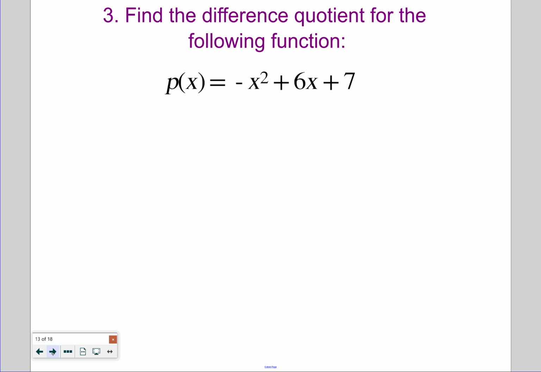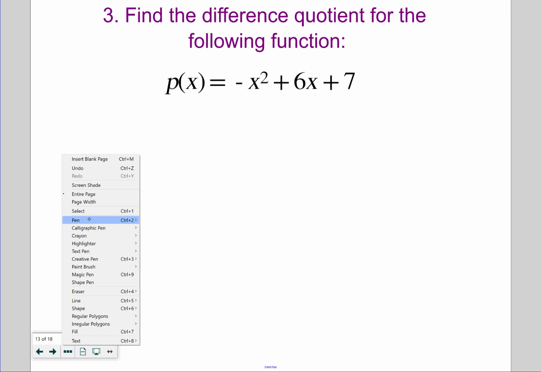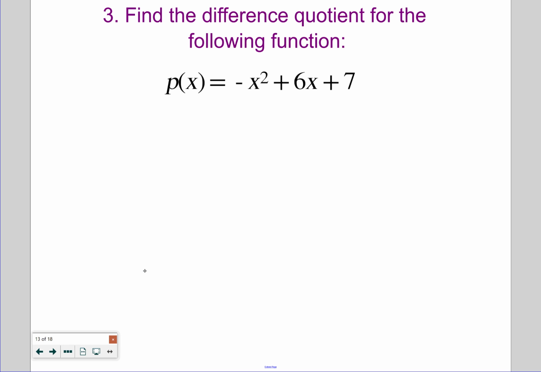Question number 3 is difference quotient. So I'm going to write down our difference quotient formula here for you. Make sure you know this for the test. So usually we use an f. I'm going to use a P because we have function P here. It's going to be P of x plus h minus P of x, all over h.